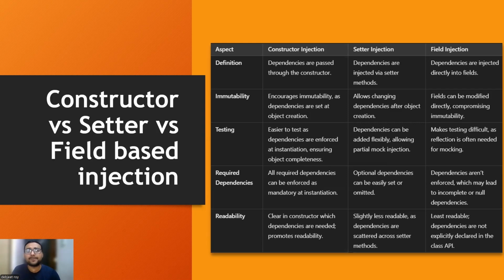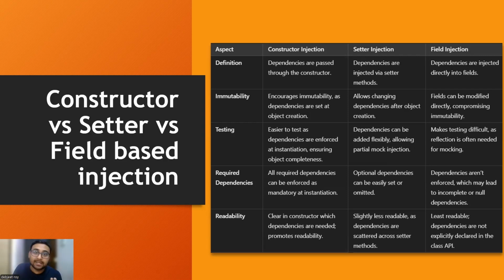With respect to definition, dependencies are passed through a constructor, dependencies are passed by a setter, dependencies are passed by fields. Immutability: constructor injection encourages immutability because dependencies are set at object creation level. But setter injection allows changing dependencies after object creation as well. So at the last, we have to understand the requirement, then only we have to proceed. Fields can be modified directly, so it compromises the immutability, but that's why field injection is not being used.